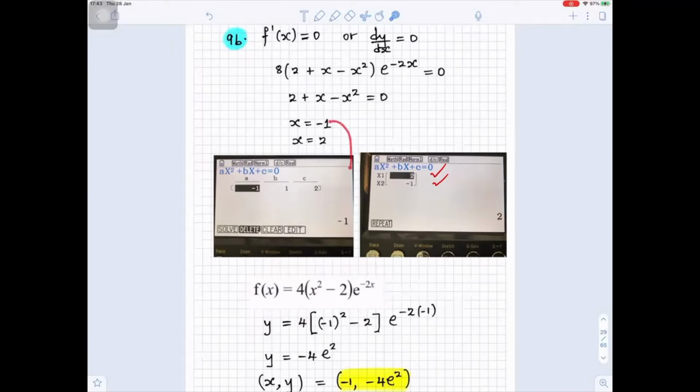So we'll substitute minus 1 first. That gives you 4 times (minus 1 squared minus 2) times e to the minus 2 times minus 1. Put that in your calculator, you get minus 4e squared. So x, y is minus 1 comma minus 4e squared, and it says exact value. That's why there's no decimal. It's no decimal because we want the exact value.